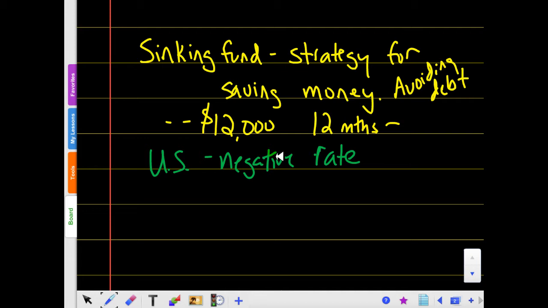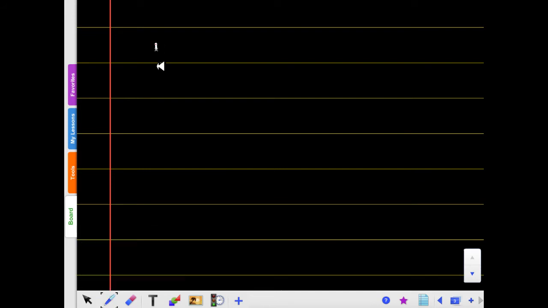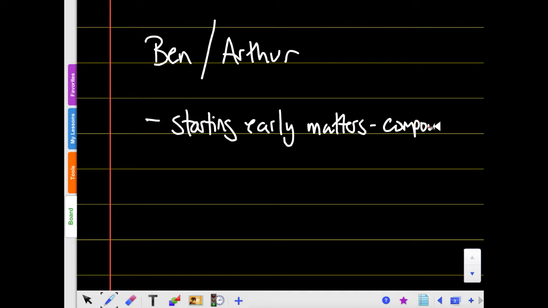These guys were really important, and they'll be all over the tests. And they are Ben and Arthur. Ben and Arthur taught us a couple lessons. One of the first lessons that Ben and Arthur taught us is that starting early matters. And starting early matters because of compound interest, and the compound interest doesn't have time to work unless it's in there for a while.